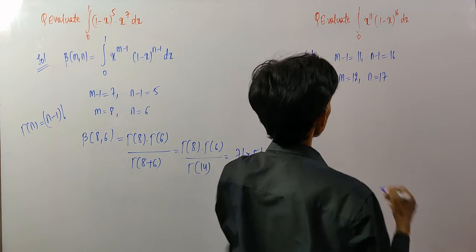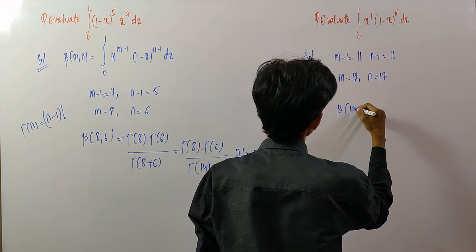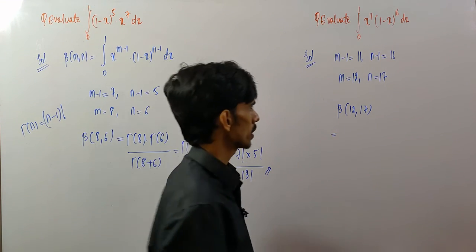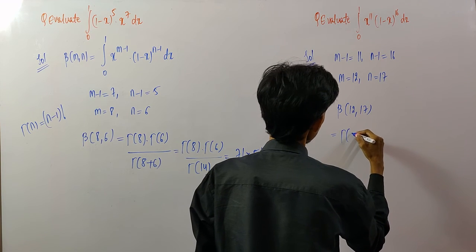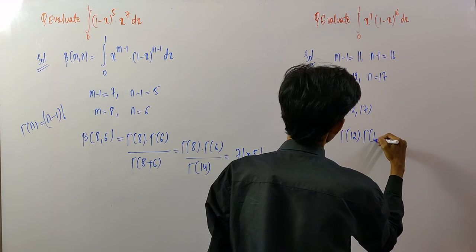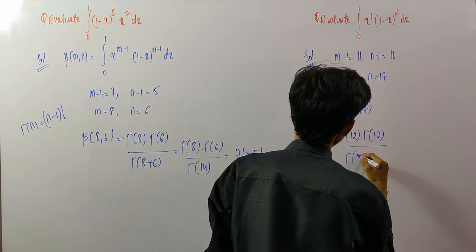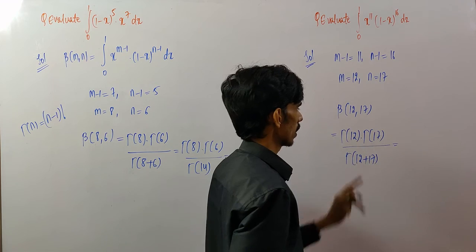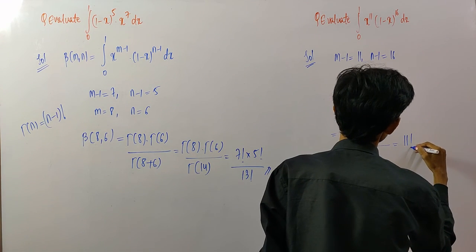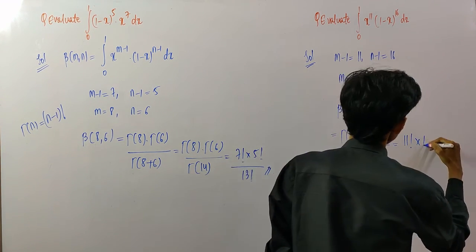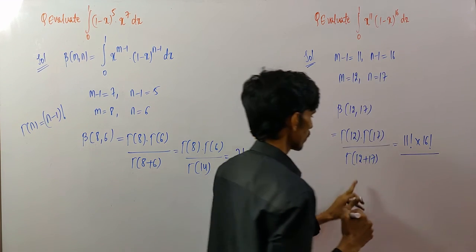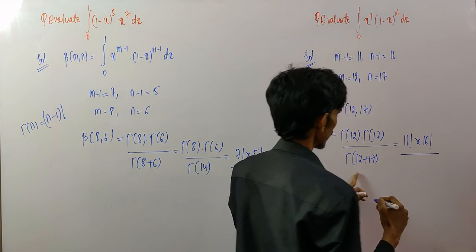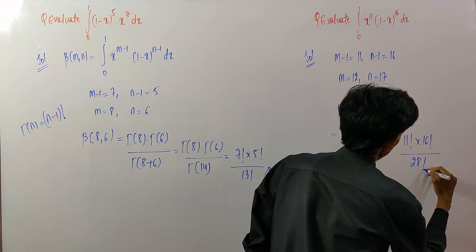Now this complete integral will be replaced by beta of 12 comma 17. By using the beta and gamma relation, we can express this beta as gamma of 12 into gamma of 17 divided by gamma of 12 plus 17. So this is 11 factorial into 16 factorial divided by gamma of 29, that is 28 factorial.